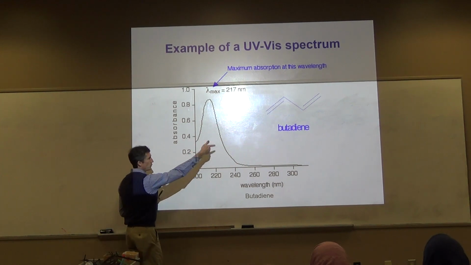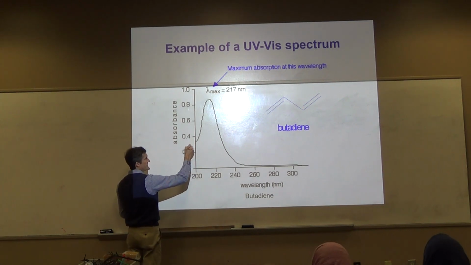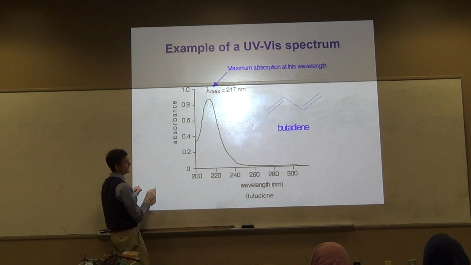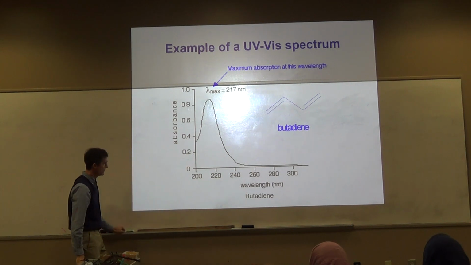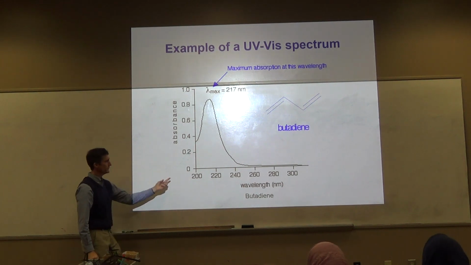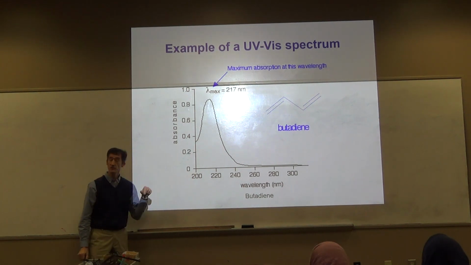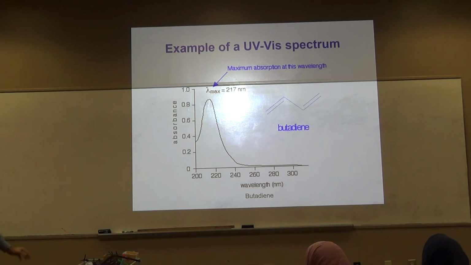Does this compound absorb below 200? A little bit. We just cut it off there. Maybe it goes like this, and there's some absorbance below 200. The reason we don't scan below 200 is because oxygen absorbs below 200, and if you scan down there, you're just going to get a big absorbance for oxygen.